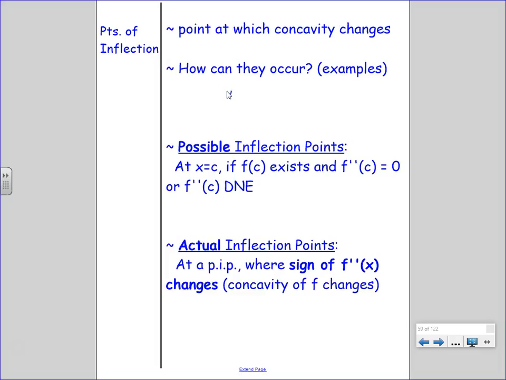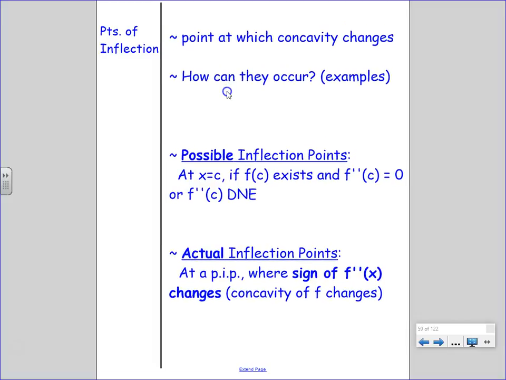Let's keep going. Points of inflection. So in ways, we're learning new things, but in ways the math really isn't changing all that much.